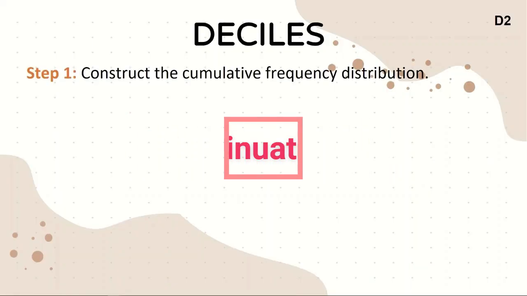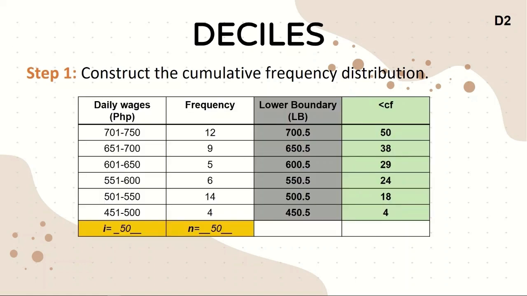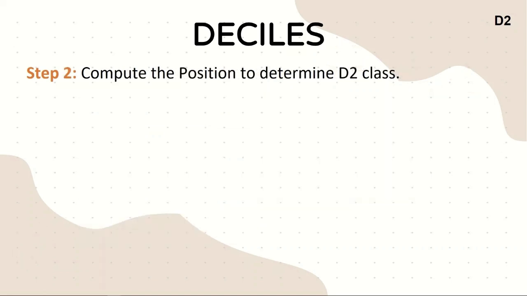So now, here is the solution for the decile 2. Step 1, construct the cumulative frequency distribution table. Since we already constructed this cumulative frequency distribution table, here is the table. Now for step 2, compute the position to determine the decile 2 class.